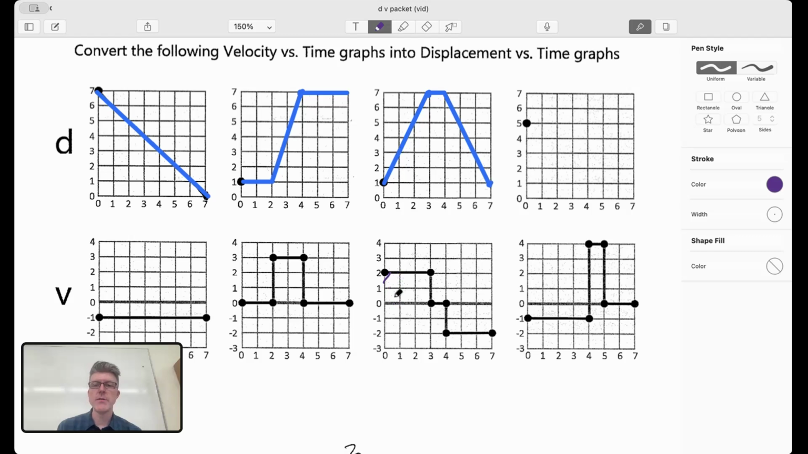What if we went for 2 seconds? We have 4. So in the first 2 seconds, we went 4 meters. We went from 1 to 5. We went 4 meters. So hopefully this makes sense that you can really see some of these examples.